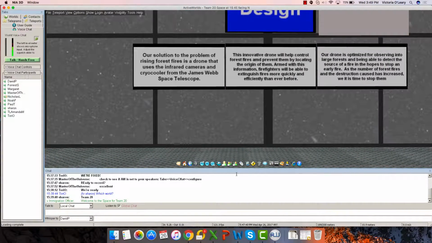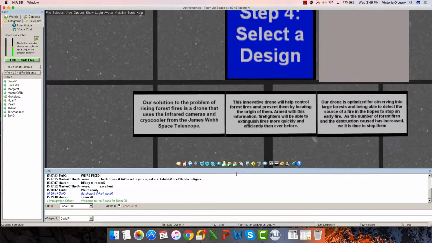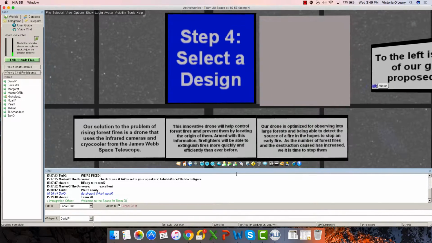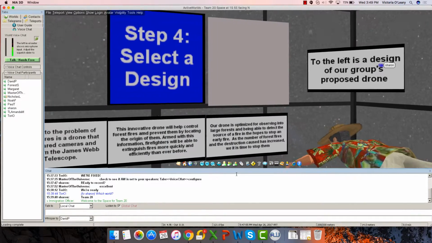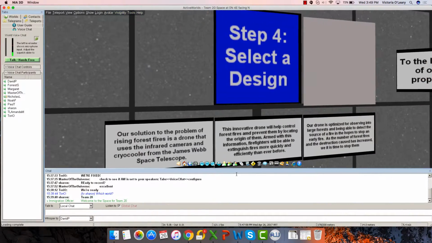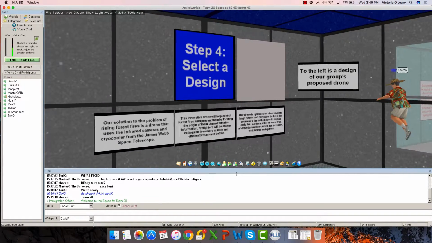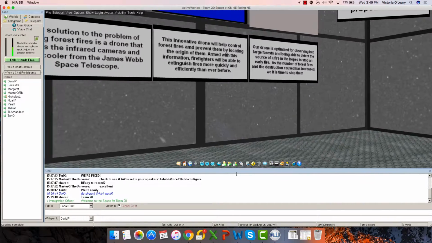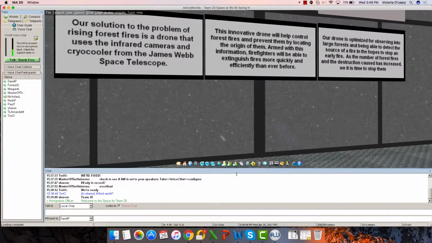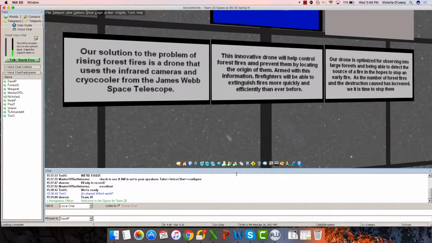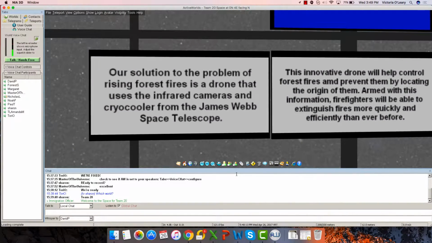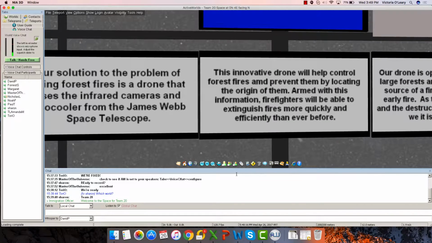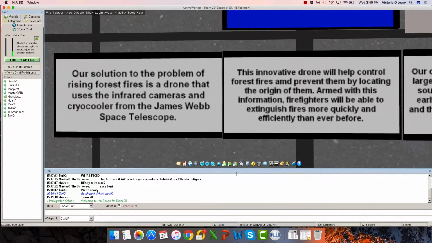So once we had our main idea, we began to design it, or roughly design it. We chose a plane slightly smaller than that of many military drones because of its lack of equipment compared to them. We decided that we needed to use certain things from the James Webb Space Telescope. We needed to use the infrared cameras to detect fires. We need to use the cryocooler to keep the infrared sensor operating at optimal temperatures. And we also originally used solar panels to gather power, but we eventually eliminated this, as we'll discuss later on.